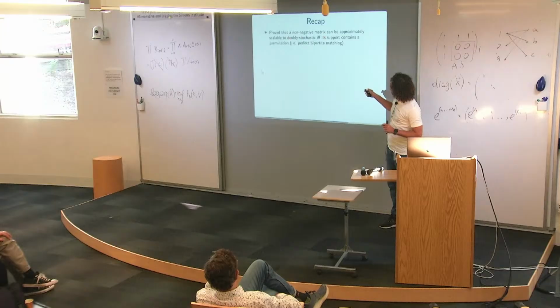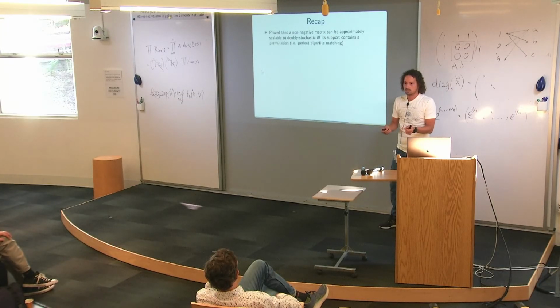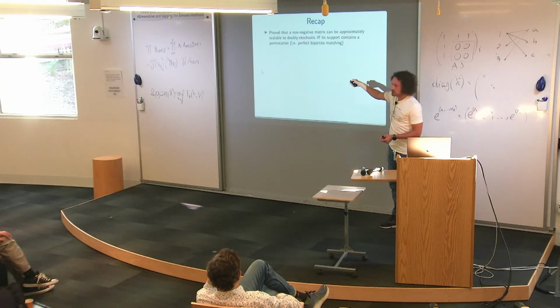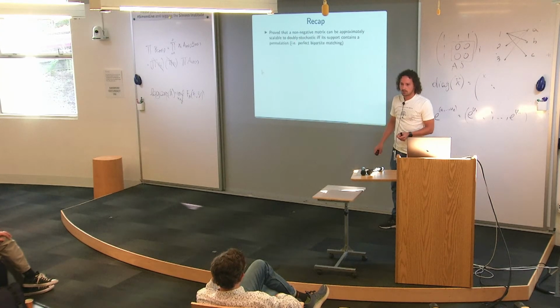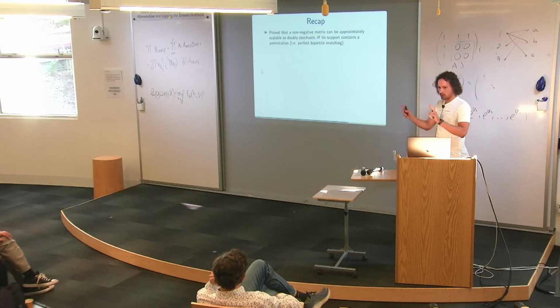So what did we do? We proved that a non-negative matrix can be approximately scalable to doubly stochastic if and only if its support contains a permutation. If you look at it as a graph, it has a... Doesn't? No, it can be approximately scalable to doubly stochastic if and only if its support contains a permutation. It's not scaled to 0, it's scaled to doubly stochastic. Yeah, sorry, those are the two problems.